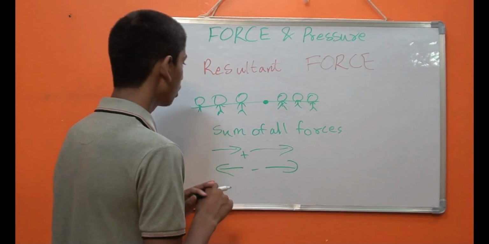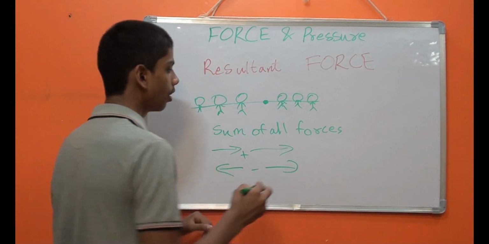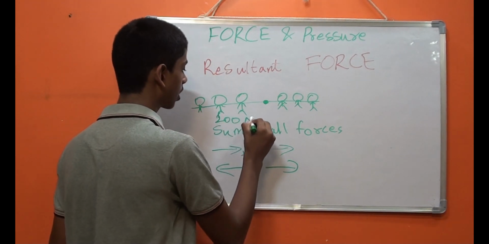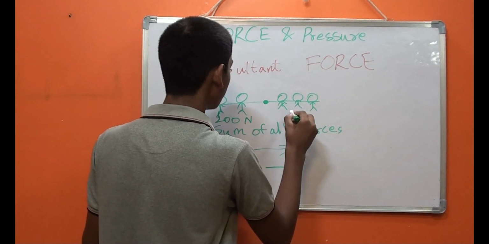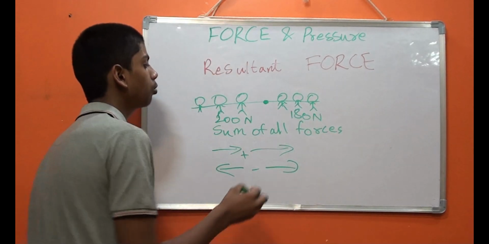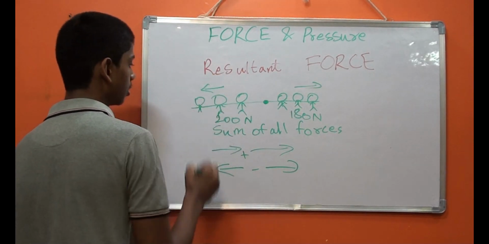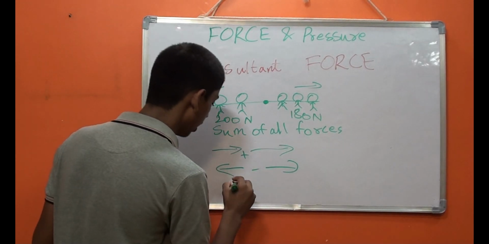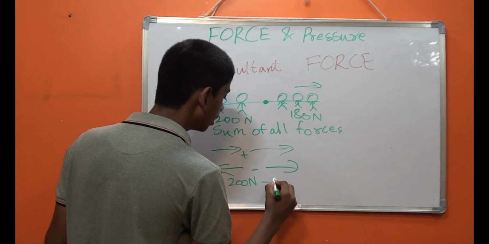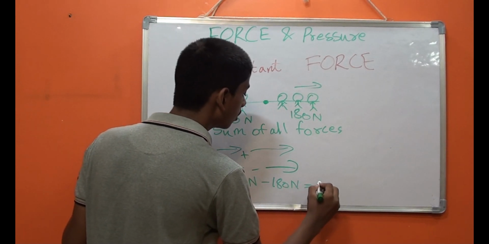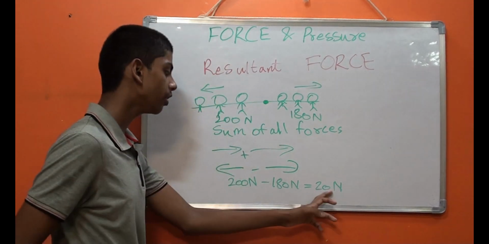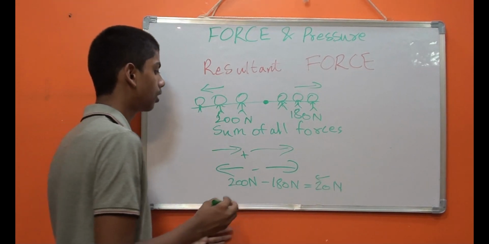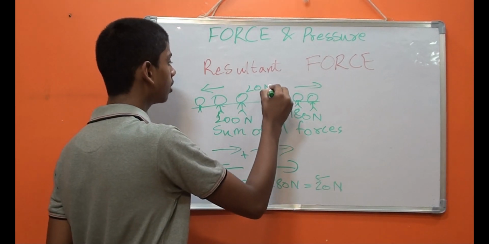Now let's see some cases. Here, from this side they are applying a force of 200 Newton, and from this side they are applying about 180 Newton. They both are acting in opposite directions, so we have to subtract them. Then we will have 200 Newton minus 180 Newton, which gives 20 Newton. Along with the number you should keep the direction of the side in which the force acts, so 20 Newton to this side.